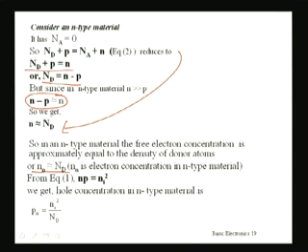From this we can now get the hole concentration for this n-type material, which is given by pn is equal to ni² by Nd. Here we are using equation number 1, the mass action law.